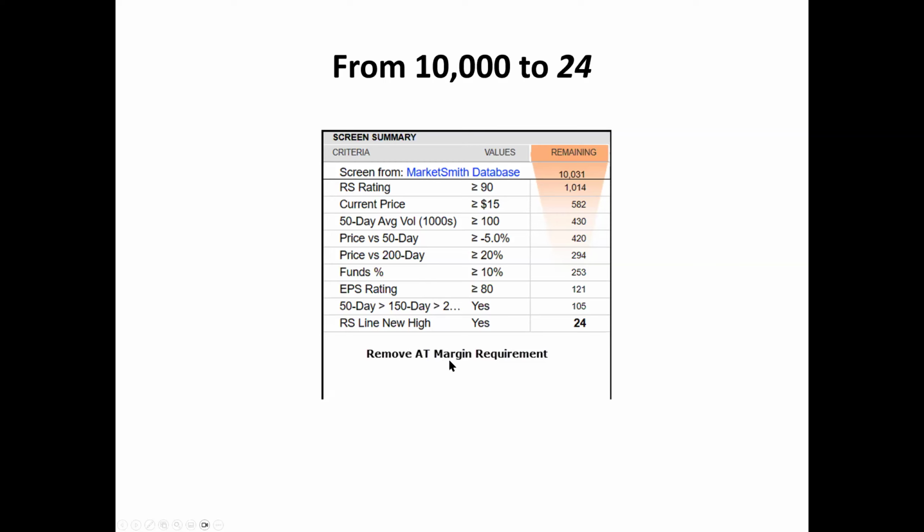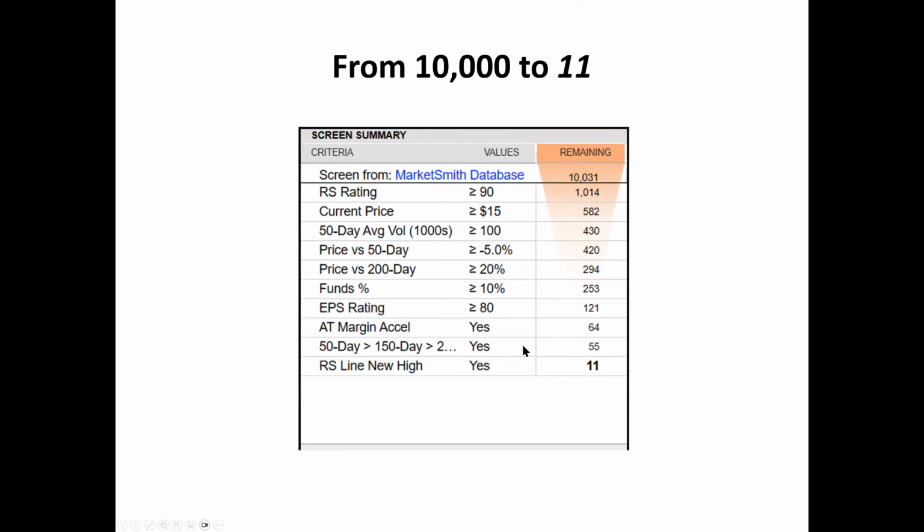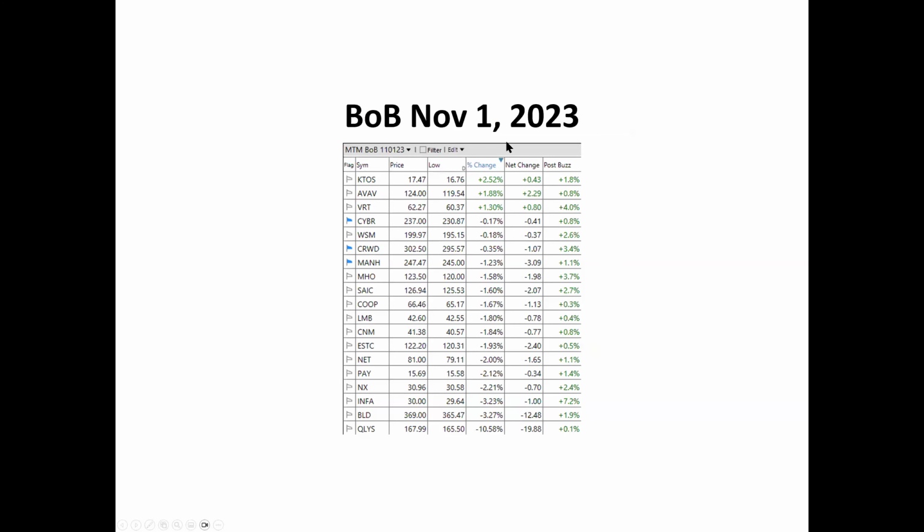All right. So we had removed the after-tax margin requirement here. I'd put in an after-tax margin acceleration requirement. And when I put that in, that took me down to 11 stocks. So I got 11 stocks from this scan. Thank you, AI. So this is what I did. I put these all in a list, and I did this scan on November 1st, 2023. And then what I wanted to see was how would these stocks do over the next 6 months, over the next year? And so all this time later, I have plenty of data to show for it.